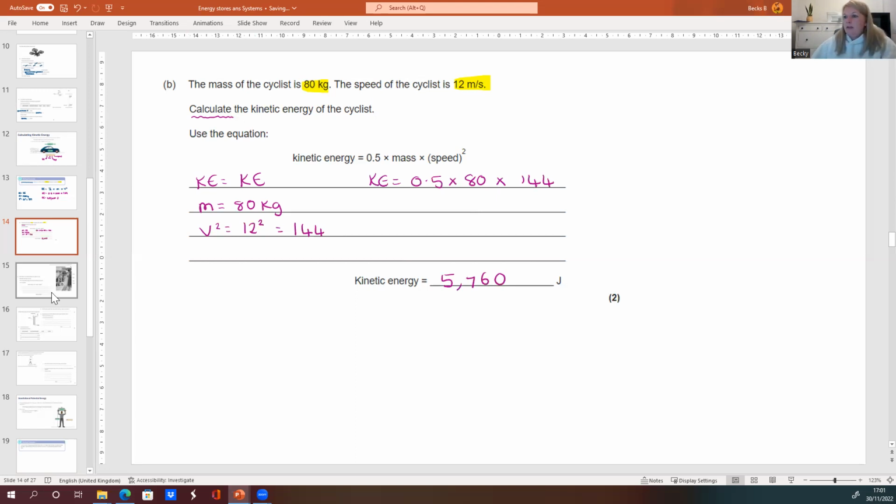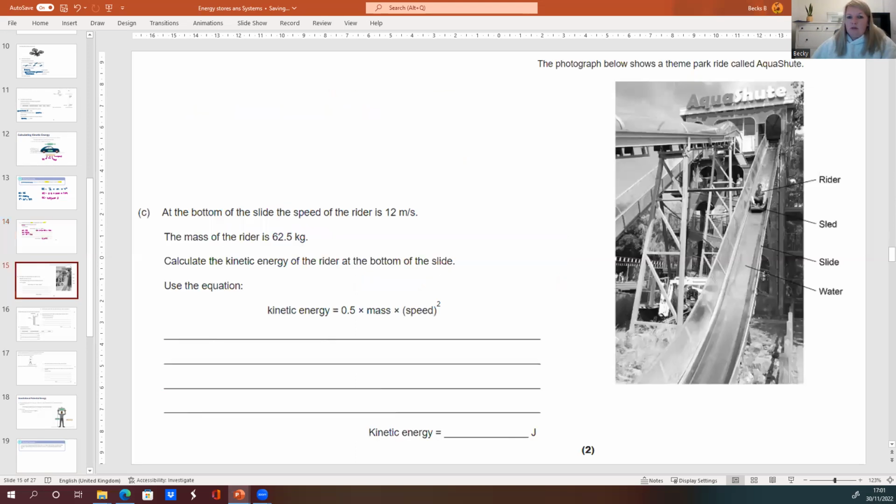Right, let's pop you straight into another one. Again, nice and straightforward, just the 2 marks because it gives you the equation. It's giving you the numbers, so you've just got to select them, make sure you square your speed, and put it in your calculator. Okay, so again, give you a minute to have a go.